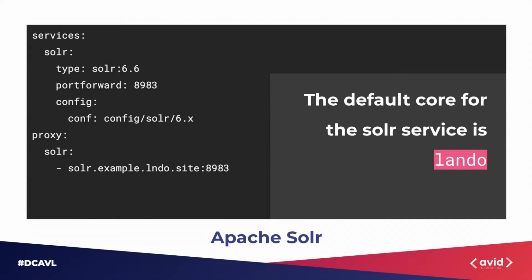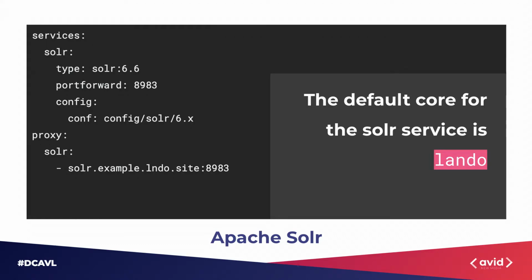So again, defining a new service called Solr with a type of Solr, the version of Solr that I want to use, configuring my port forward. And also, for the Solr service, there's a config value you can set, and you can specify your configuration, so where your Solr config exists, relative to where your Lando file is, essentially. So you can have all that imported. And then again, setting up another proxy URL for Solr.